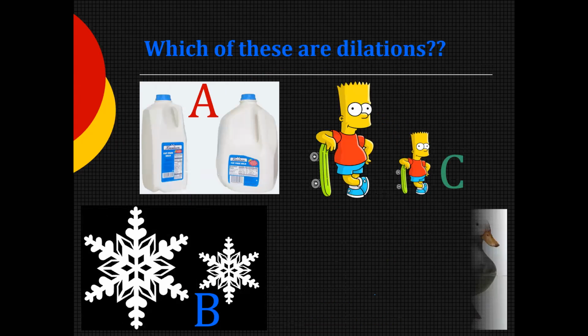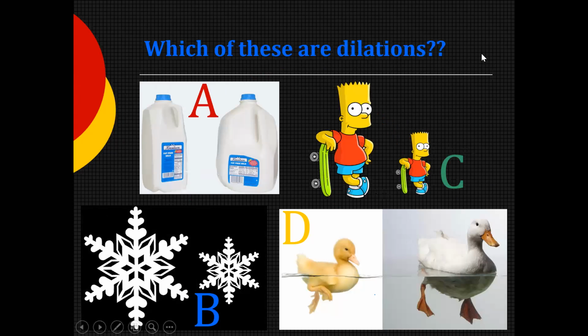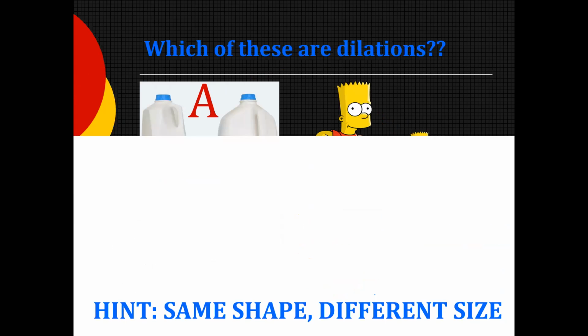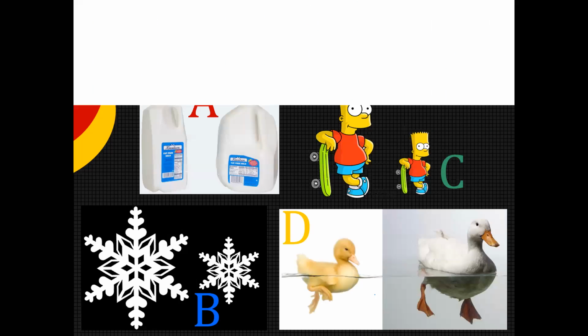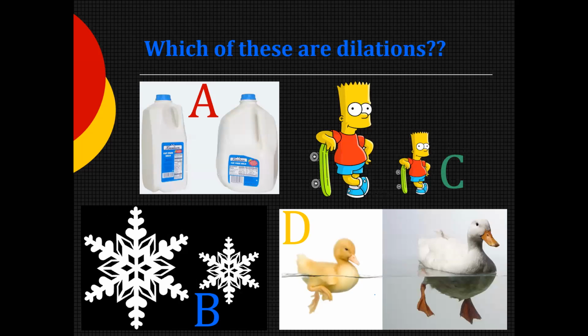Let's look at some real life examples here in terms of pictures. All right, we have milk, we have Simpsons, we have hints, same shapes, different size. Okay, we have the snowflake here, and we have ducks. Which of these are dilations? Now remember the hints they just gave you.